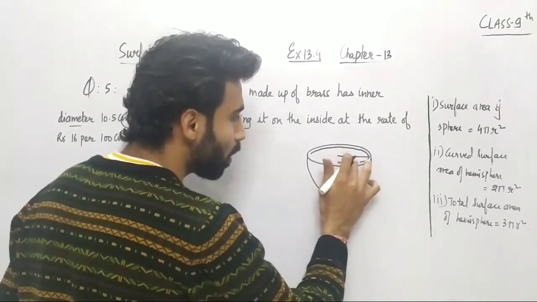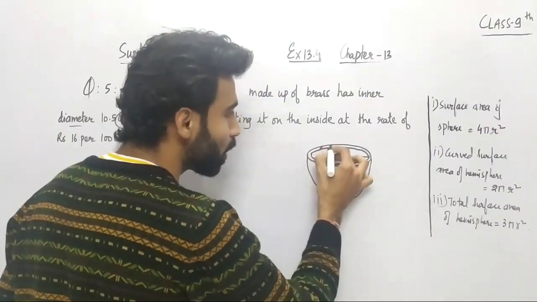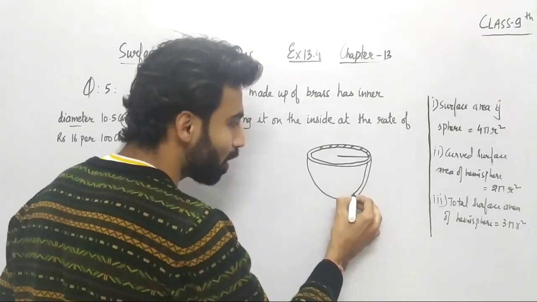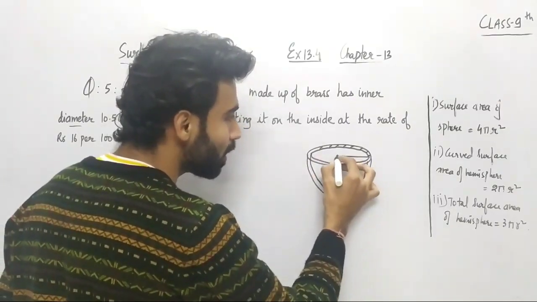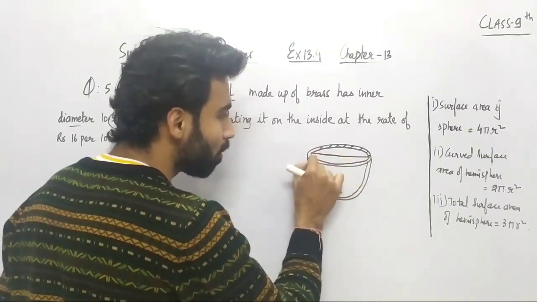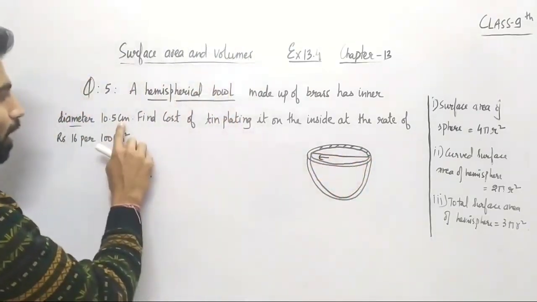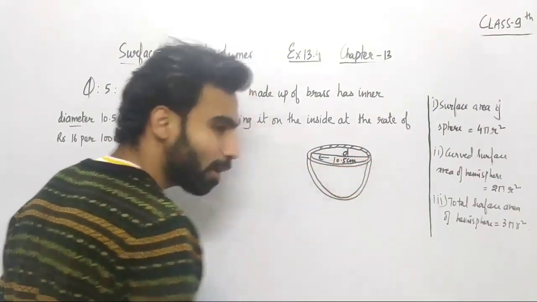So if I just draw it perfectly, so somewhere here, so you can see this is the thickness of this bowl, right? So let me just also draw it from here. So now you can see this inner diameter will be from here to here, right? So how much is this inner diameter given? That is 10.5 centimeters. So this is the diameter given to us.